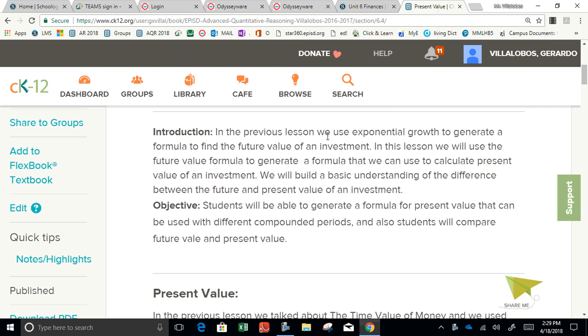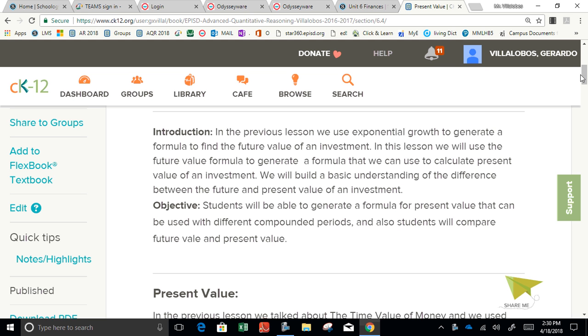So, in the previous lesson, we used exponential growth to generate a formula and find the future value of an investment. In this lesson, we'll use the future value formula to generate a formula that you can use to calculate the present value of an investment. We will build a basic understanding of the difference between the future and the present value of an investment. Objective: students will be able to generate a formula for present value that can be used with different compound periods, and also students will compare future value to present value.